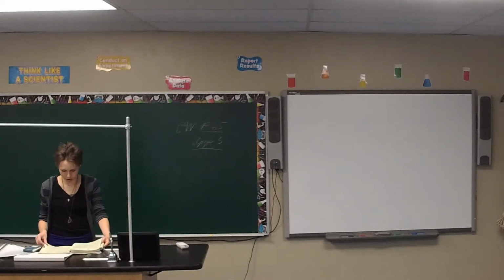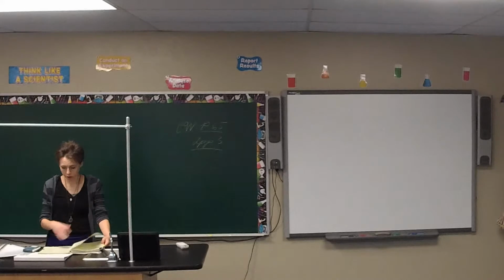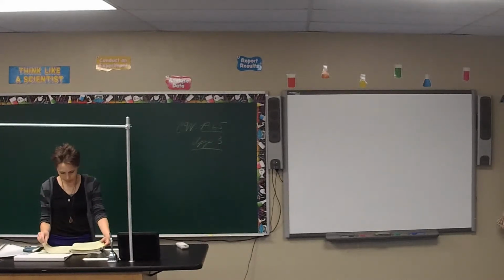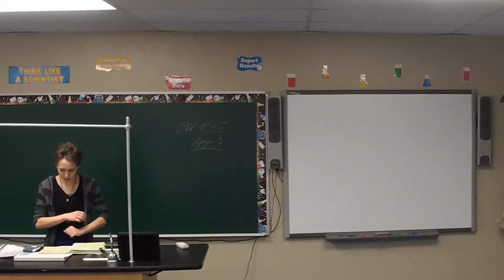Application 1 and 2. So let me get over there and let's go over your questions first, your concept review, so we can go ahead and get those out of the way. Alright, number 3 and 4. Explain the relationship of Charles' law to absolute zero.